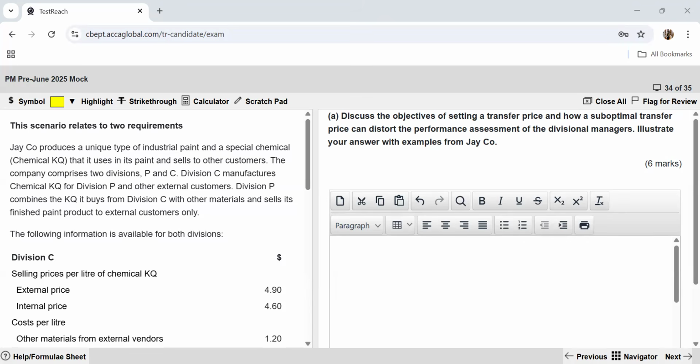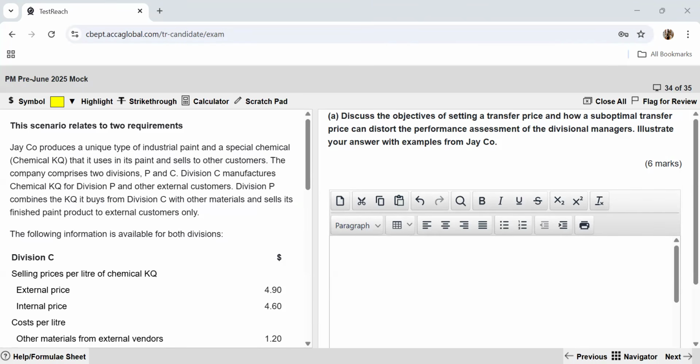The name of the question is J Company and this pertains to the transfer pricing aspect unit of our syllabus. Let's get started. Now, whenever you get started off with any section C kind of a question, the very first step that I always tell you people to do is have a look at the requirement.